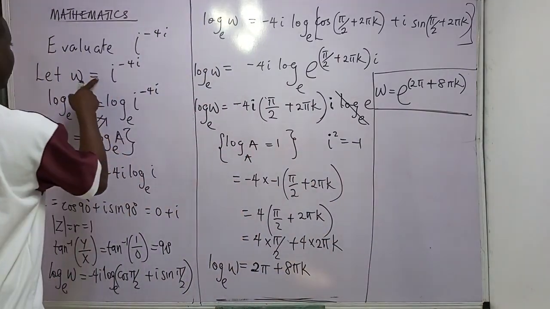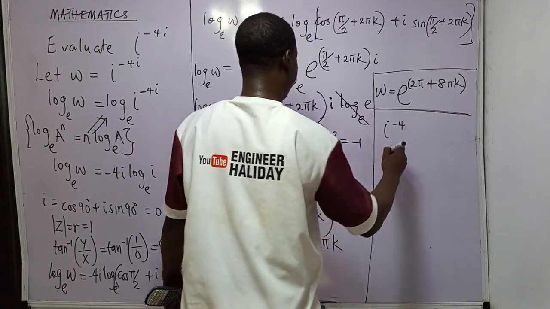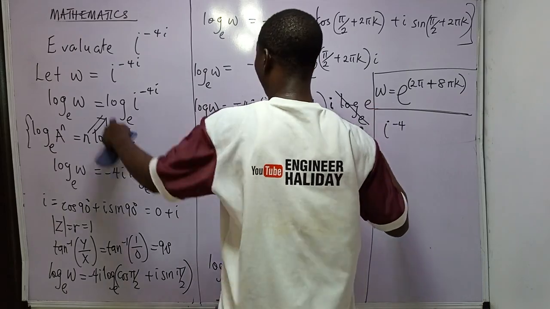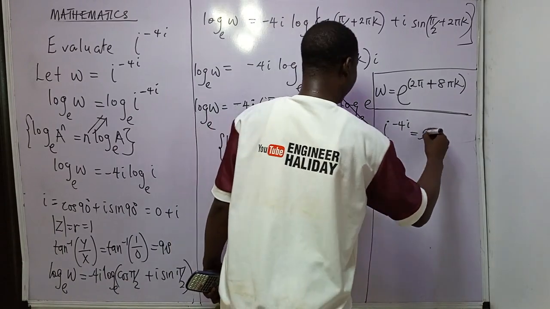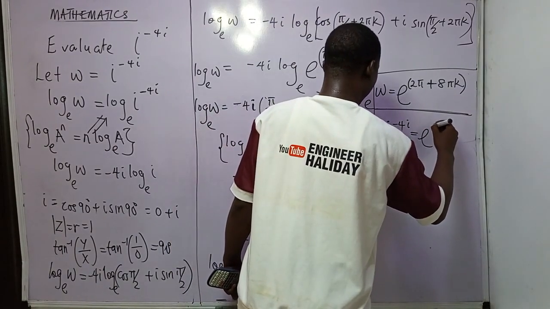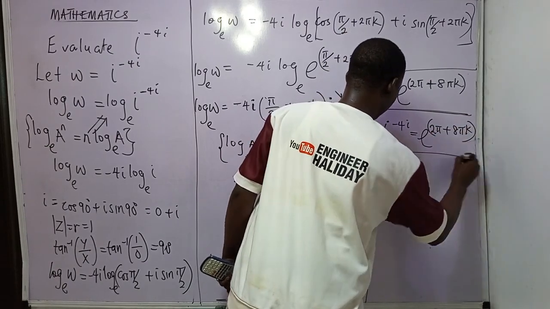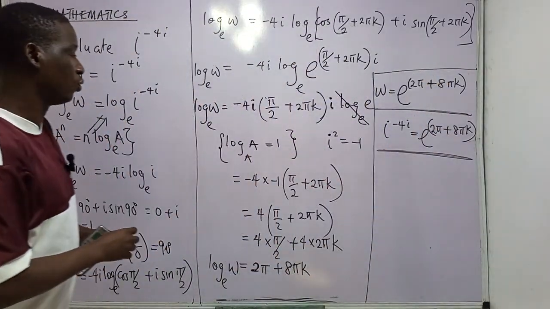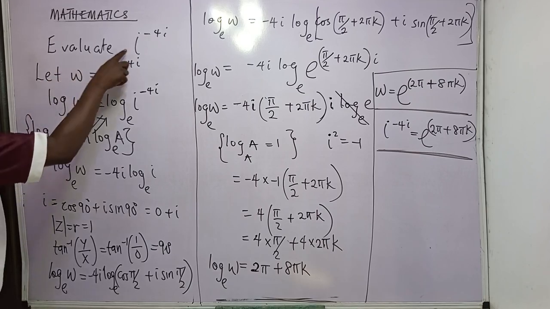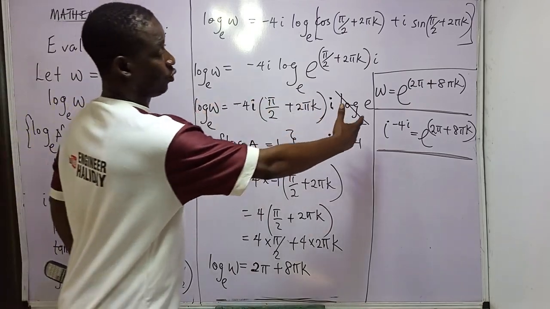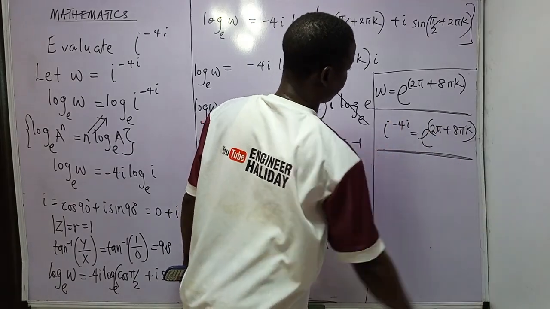Don't forget i was initially given as i raised to W, which was replaced with i raised to minus 4i, which now gave us e exponential 2 pi plus 8 pi k. So this will be our answer. We actually borrowed W before, so after solving for W, we have to replace it back. So i raised to minus 4i is equal to this.